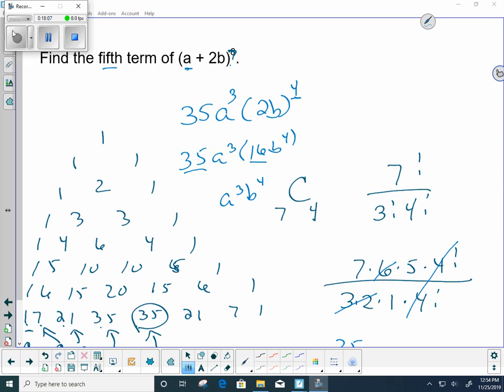So this answer would be, if I check my calculator correctly, 560. That's what I get when I take 35 times 16, so 560. So that would be my fifth term, and I'm only going to find my fifth term.